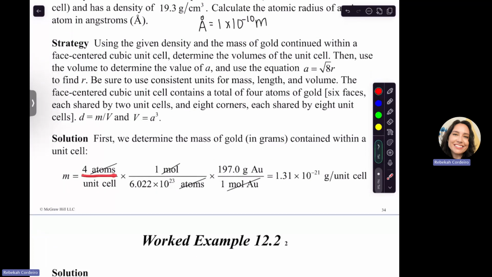So the mass is going to be 4 atoms in one unit cell. We can cancel out atoms using Avogadro's number. We cancel out moles using molar mass. And so now we know the mass of each unit cell. We take that mass, plug it into density, get volume, and then get the side and plug that in here. That's the plan. So if you want to finish it up, go ahead and try to finish it.